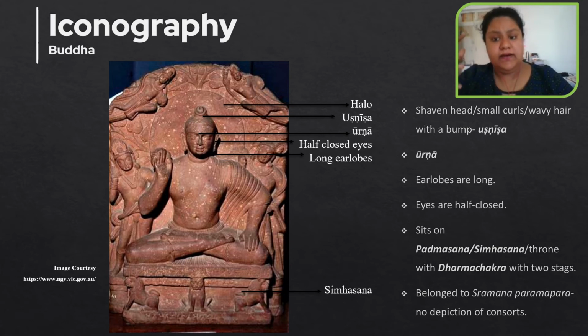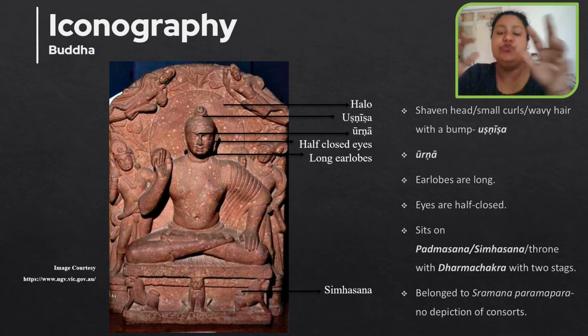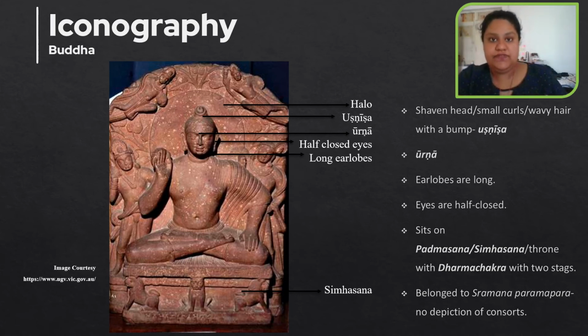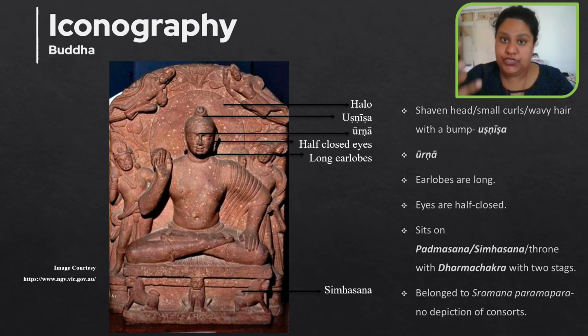And since Buddha belonged to a Shramana parampara, that means an ascetic tradition, there is no depiction of consorts or female counterparts with Buddha. But in this image, you will see two deities who are interpreted as yakshas, a type of semi-divine or guardian deities, who flank Buddha from behind.